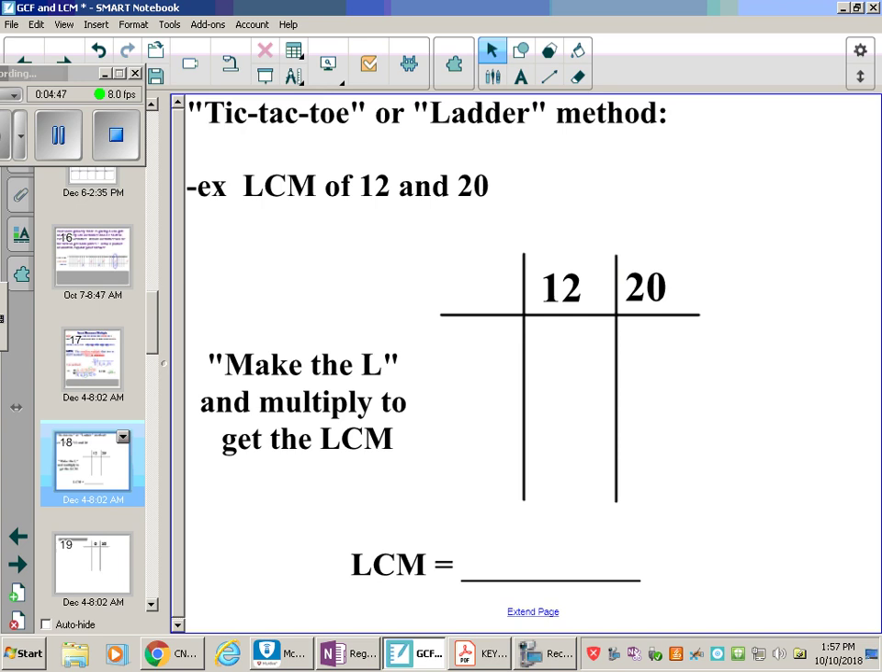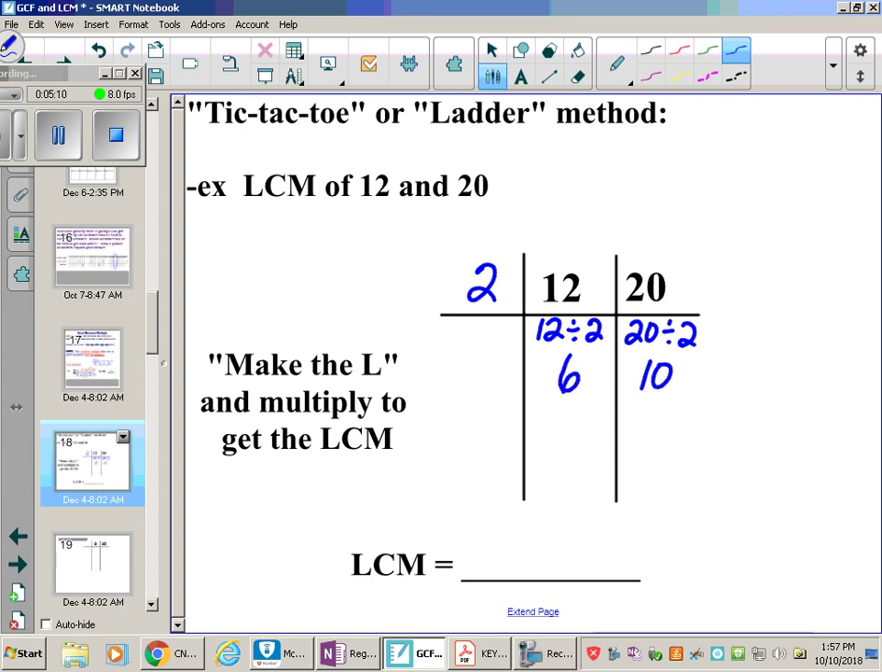So in this case, we're looking for the LCM of 12 and 20. So we're going to look for any common factor of 12 and 20. One common factor would be 2. So now I'm going to divide both 12 and 20 by 2, and that's what's going to go underneath those numbers. So 12 divided by 2 is 6. 20 divided by 2 is 10. Now I look at the 6 and the 10. And I say, well, is there any common factor of 6 and 10? Yes, there is. 2 is a common factor of 6 and 10. 6 divided by 2 is 3, and 10 divided by 2 is 5.